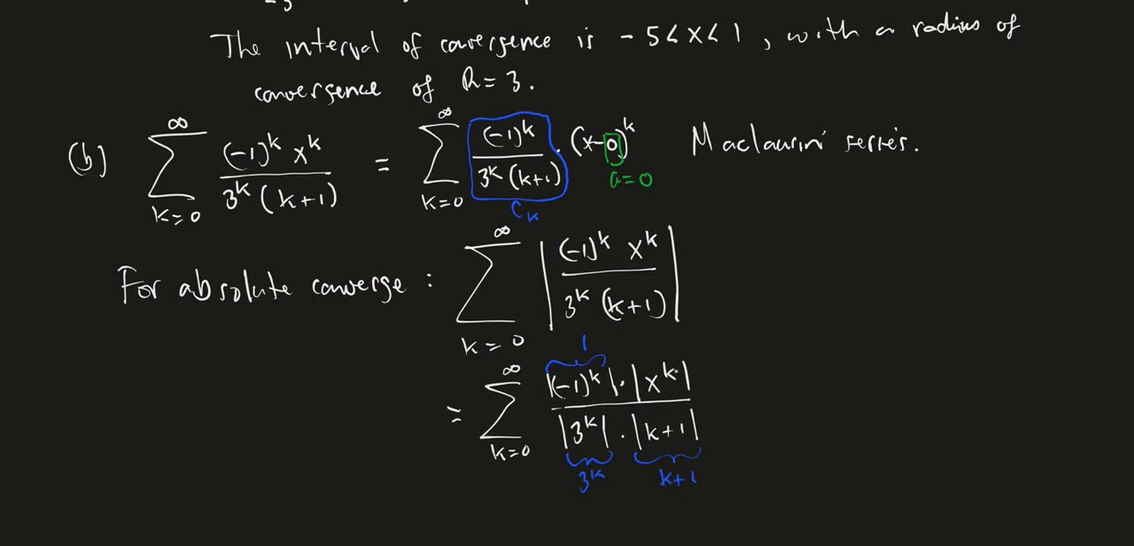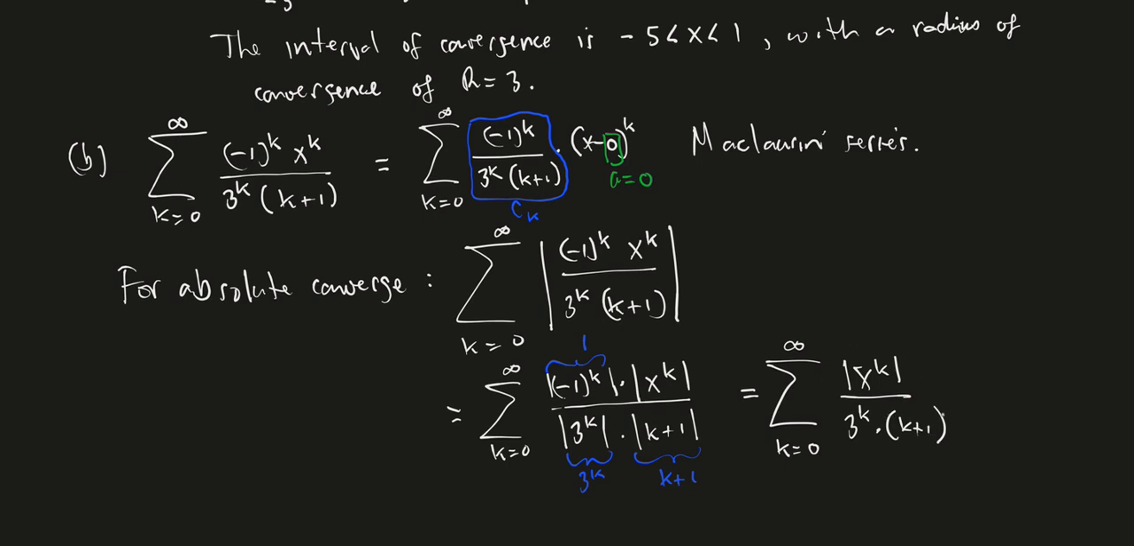The problem, though, is my x, I don't know if my x is always positive or negative, right? So I can't drop this absolute value. So the most I could do here is say that here is the series of the absolute values, right? This will just be the absolute value of x to the k in the numerator. And then in the denominator, I'll have 3 to the k times the quantity k plus 1, right?